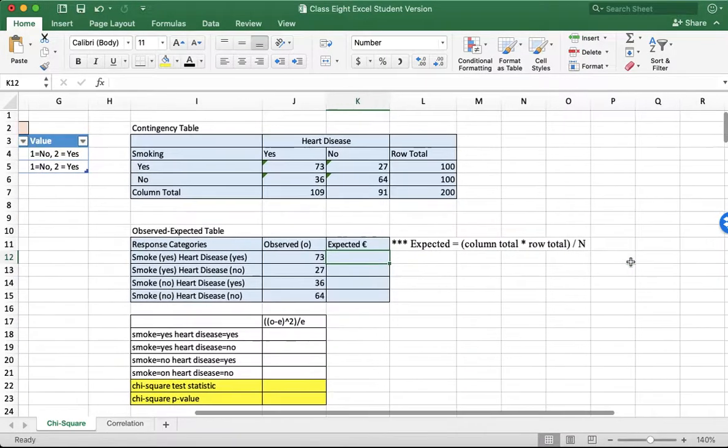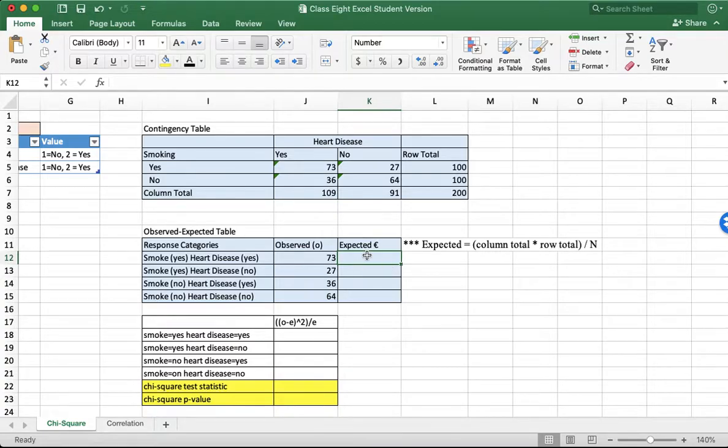So here I've copied and pasted the formula to calculate expected values from the accompanying Word document. And essentially what you want to do is enter in an equation where we're multiplying the column total and the row total for that specific response and then dividing that multiplication by the total number of people in the sample. So to begin with here, we want to look at the row total and column total for all the people who indicated yes, they smoked, and yes, they had heart disease. So we're focusing on this cell right here, which is J5, and we're multiplying J5's row total, which is 100, by J5's column total, which is 109. And then we're dividing this by the total number of people in the sample, which is 200.